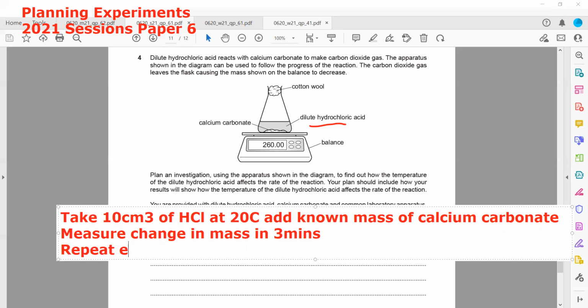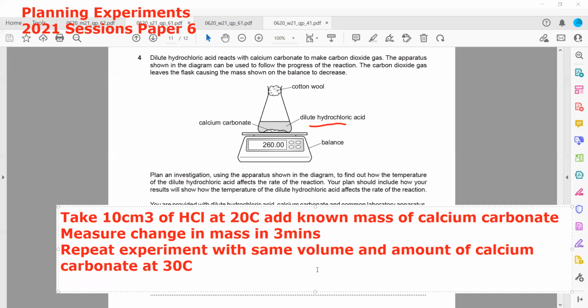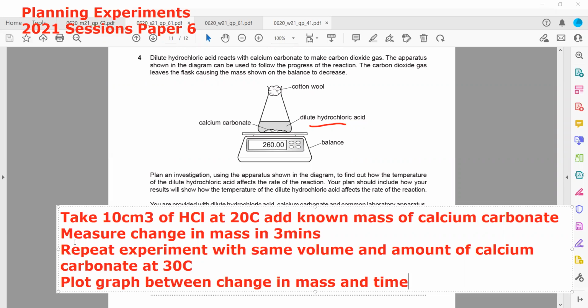Then we'll repeat the experiment with the same volume and amount of calcium carbonate at 30 degrees centigrade. And then we will sketch, like how we will know the rate, how the rate is affected by temperature. So we will plot a graph between the change in mass and the time, and that is how we'll know which reaction is faster.